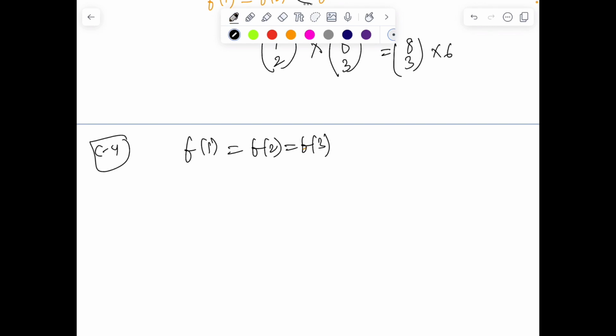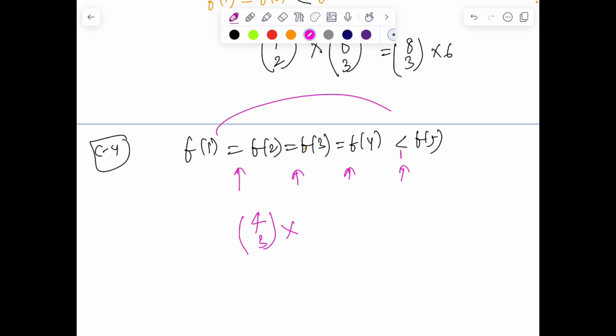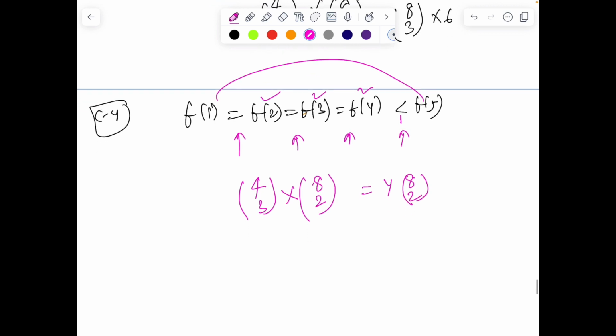Okay, case 4, now we have 3 equalities. So let's say f1, f2, f3 equals f4 less than f5. So we have 4 positions for equality, 1, 2, 3, 4. At any of these 4 positions, I can select 3 of them to put equality, and the number of elements that I have to select is just 2 distinct elements. Because if I select f1, let's say 5, and f5 is 7, so all these will become uniquely fixed once f1 is selected. So out of 8, I'll select 2, and that goes to 4 times 8C2.